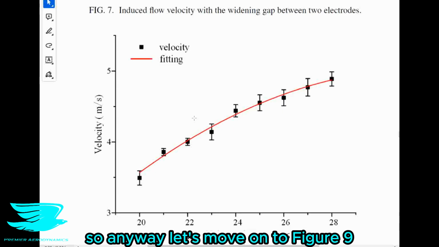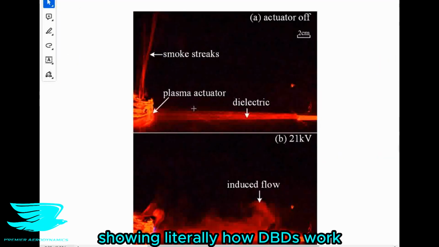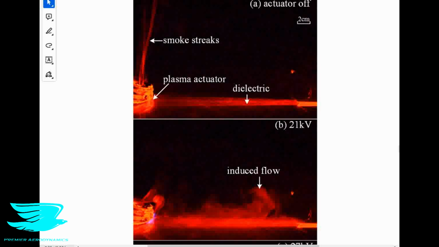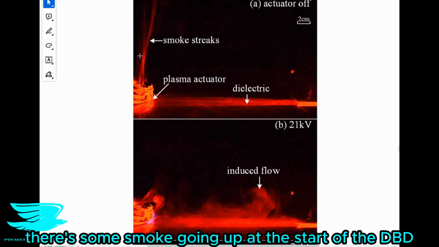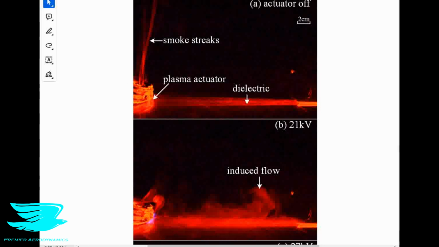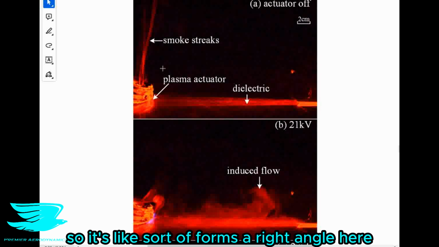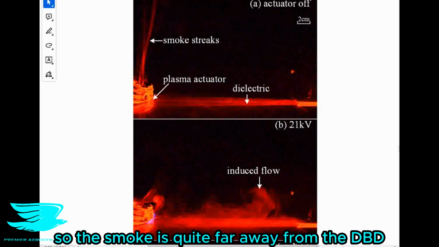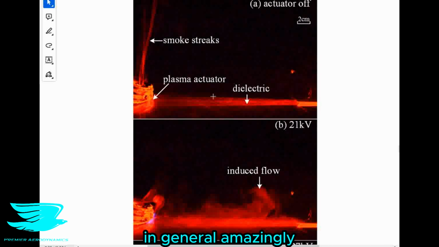So anyway, let's move on to figure 9, where we see some flow viz showing literally how DBDs work. In these figures, we can see on the left here, there's some smoke going up at the start of the DBD, like 6 or 7 centimeters away from the DBD. The DBD then extends around 15 centimeters along the ground, perpendicular to this smoke. So it sort of forms a right angle here. So the smoke is quite far away from the DBD in general.